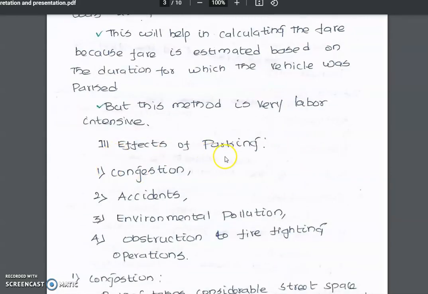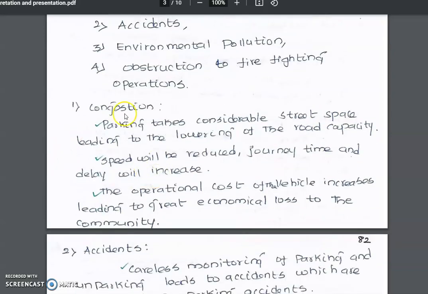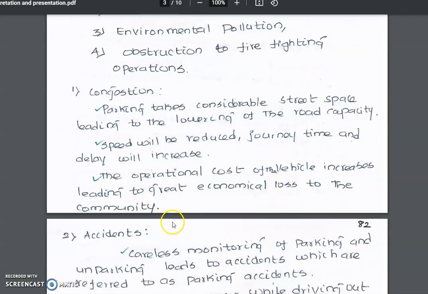The ill effects of parking are congestion, accidents, environmental pollution, and obstruction to firefighting operations. So what is meant by congestion? Parking takes considerable street space, leading to the lowering of the road capacity. The speed will be reduced, and journey time and delay will be increased. So the operational cost of the vehicle increases, leading to great economic loss to the community.